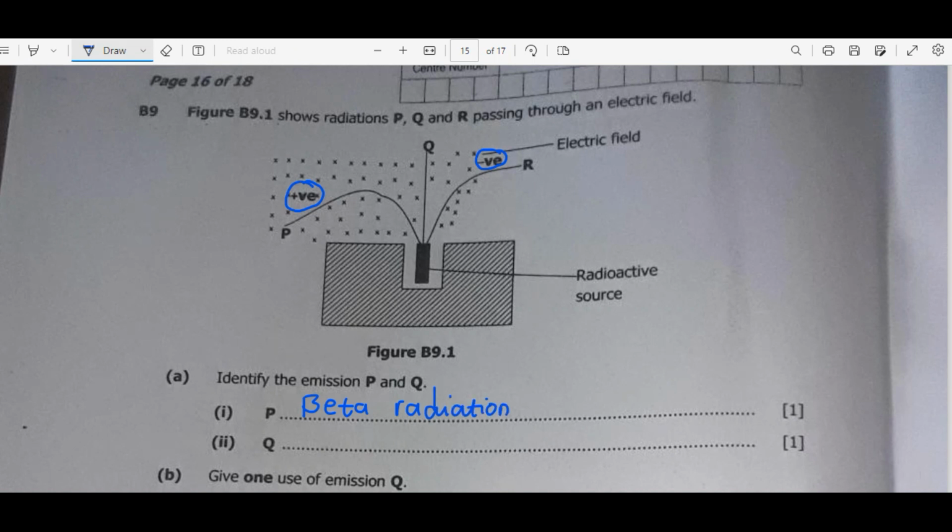Then for Q, we can see that Q did not deflect, it just went in a straight line. So this means that our Q must be neutral. It's neither positive nor negative, so there was no deflection. So the radiation which behaves in such a manner is gamma. So if you look at gamma, gamma radiations have no charge. So if this is gamma, then this is alpha. Alpha has a positive charge, thus its deflection will be toward the negative terminal.